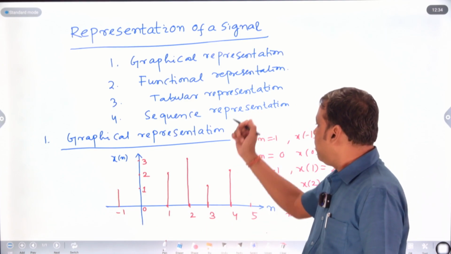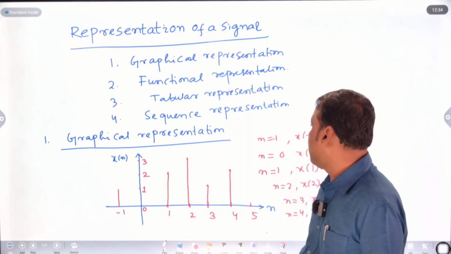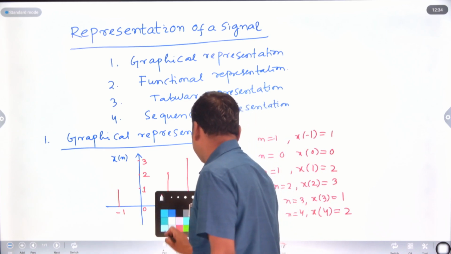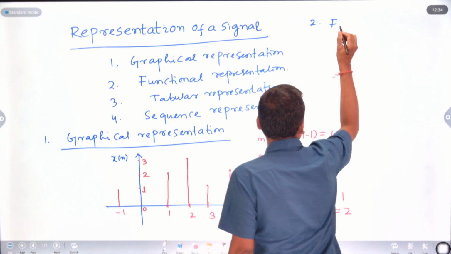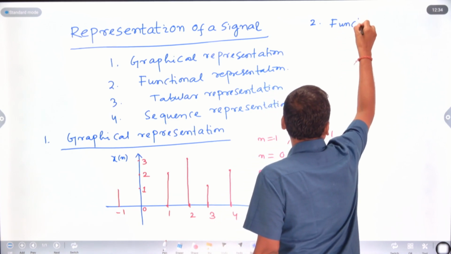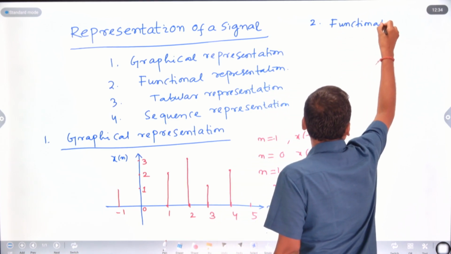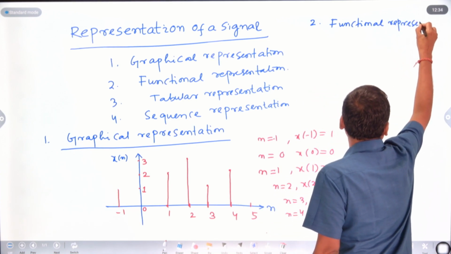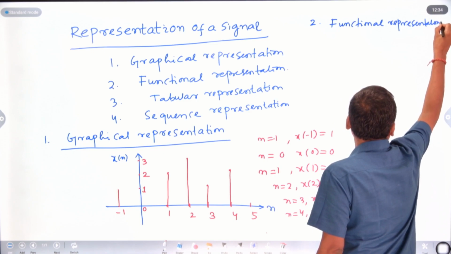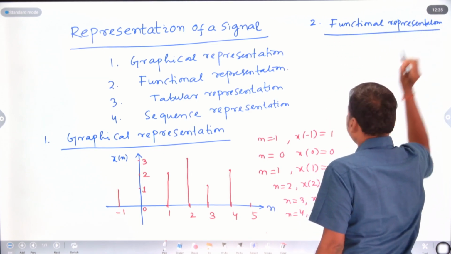Okay, so then go to functional representation. Number 2 is functional representation. So what is functional representation?